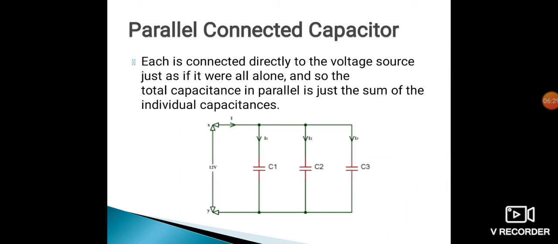Now, we will see parallel connected capacitors. Each is connected directly to the voltage source just as if it were all alone, and so the total capacitance in parallel is just the sum of the individual capacitors. Now, as you can see from the diagram, as it is a parallel connection, the voltage will remain the same. C1, C2 and C3 are the three capacitors which are connected in parallel. I1, I2 and I3 are the currents flowing in the capacitors.